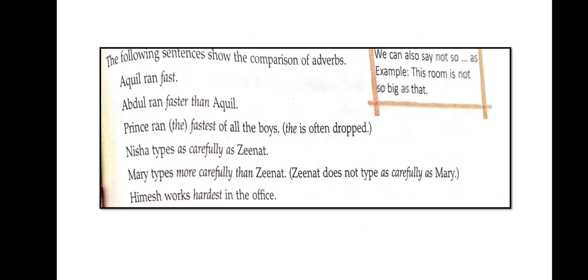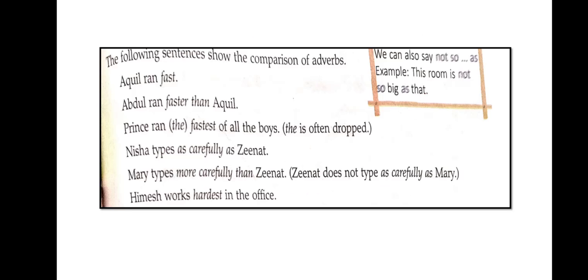All the examples we have discussed above are comparisons of adjectives. Now the following sentences show the comparison of adverbs. Akhil ran fast. Abdul ran faster than Akhil. As we are reading these sentences, you have understood, because you know where we have to use er and where we use est.